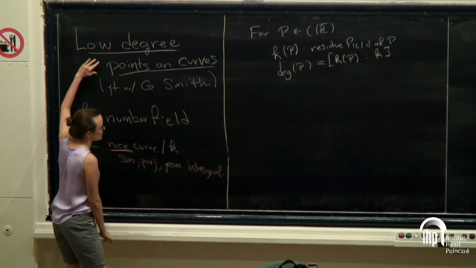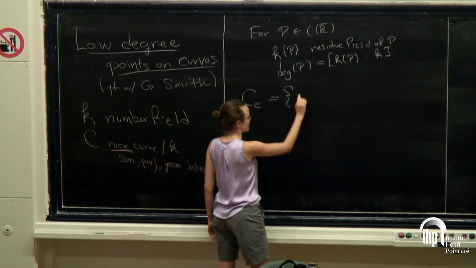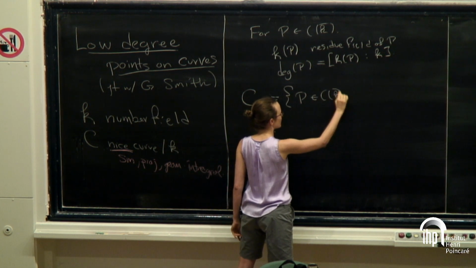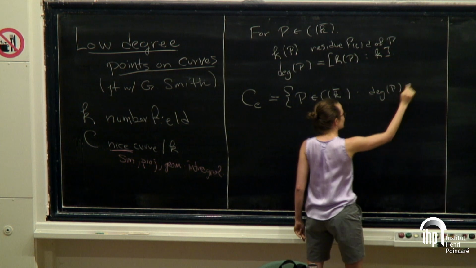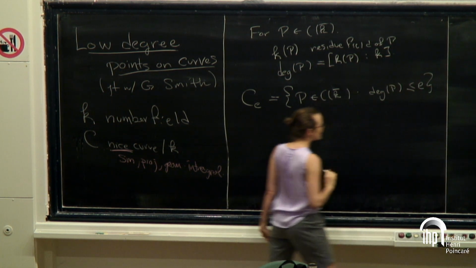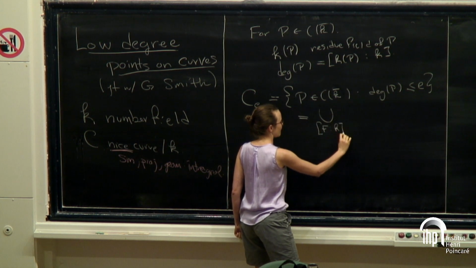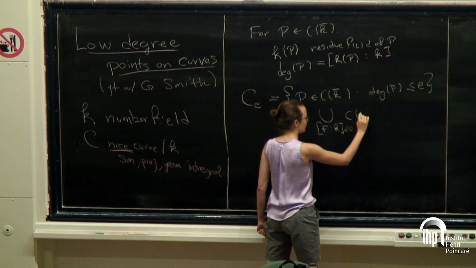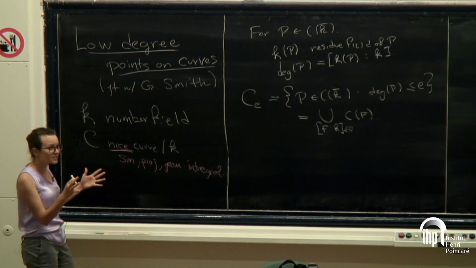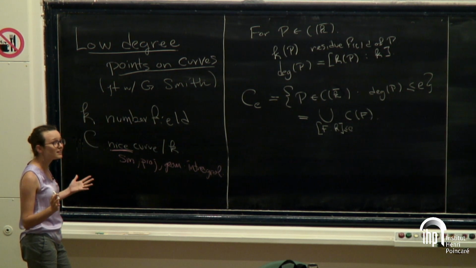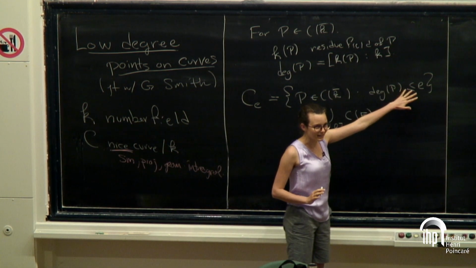And now my set of low-degree points, I'm going to denote by C lower e. This is just going to be all algebraic points on the curve whose residue degree is bounded above by e. Alternatively, I could describe this as the union over all finite extensions F over k of degree at most e of the F-points on my curve. So these are not points defined over a single number field over k. These are over an infinite collection of number fields. And I just want to draw your attention that I really did say at most e here, not equality.